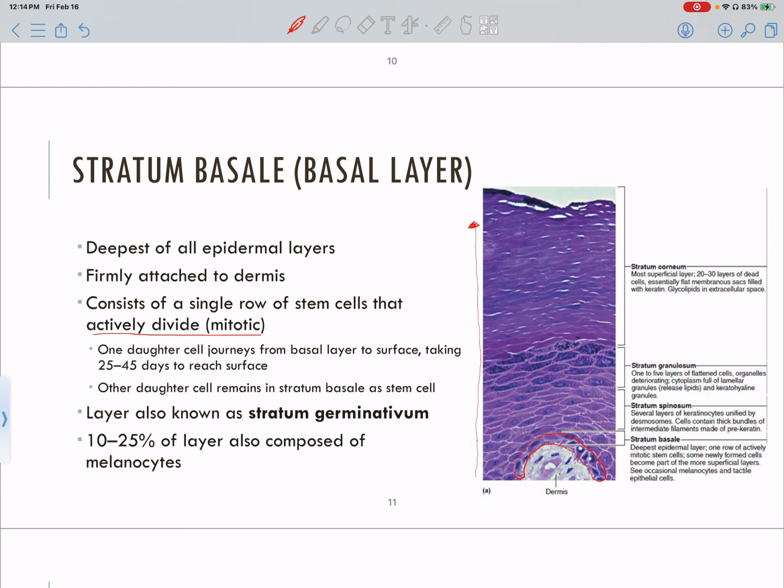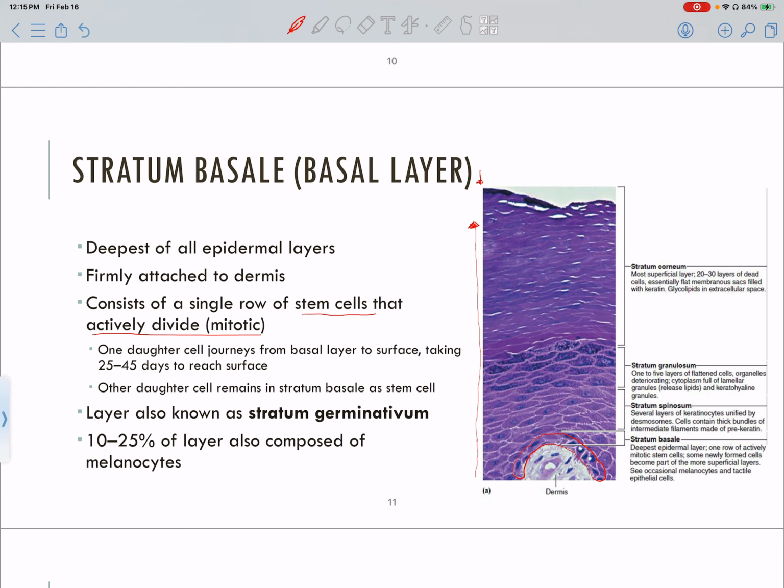So this layer, again, it's a single row. It's the only layer that's mitotically active because it contains stem cells. And what happens is that as these cells undergo mitosis to produce two daughter cells, one of the cells is going to stay in the basal layer and one of them is going to get pushed outward. And as these continue to divide, they continue to push the cells closer to the superficial face of the epidermis, and eventually, again, they'll die off.